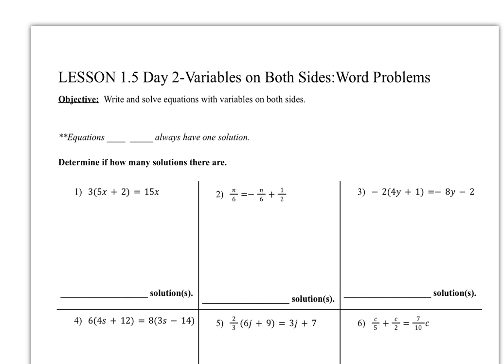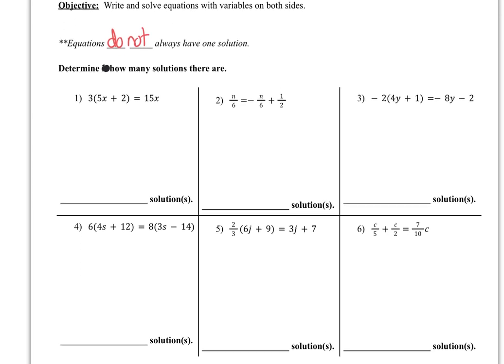Lately, we have done equations where we solve and we only have one solution, like x will equal 2 or x will equal -5, all right? But equations do not always have one solution. We're going to talk about that a little bit in this first part. Okay, so we're going to determine in 1 through 6 how many solutions there are. Let's cross out the word if. A little typo there, sorry about that.